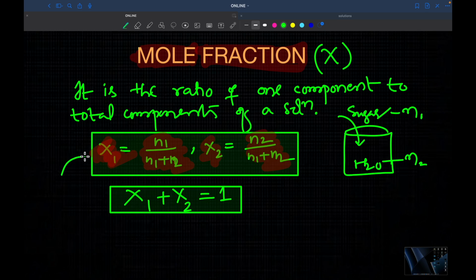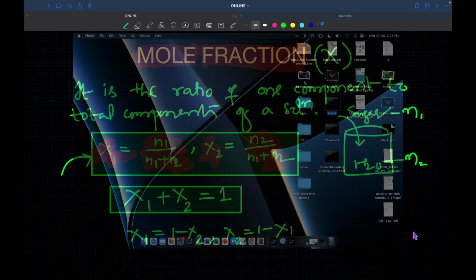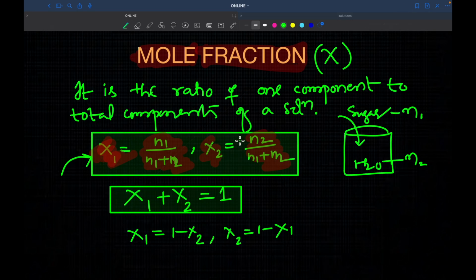So if you have calculated x1, just subtract it from 1 and you will get x2. That means x1 equals 1 minus x2, and x2 equals 1 minus x1. So you can calculate either one using these formulas. What you have to do first is calculate the number of moles of both components.